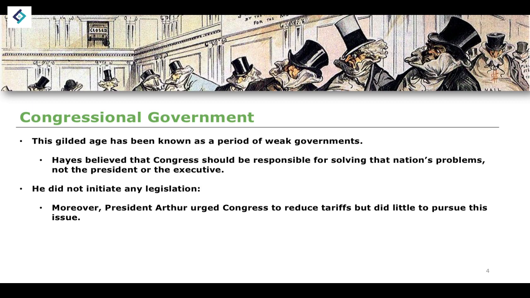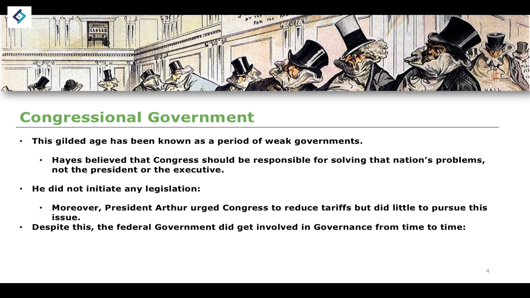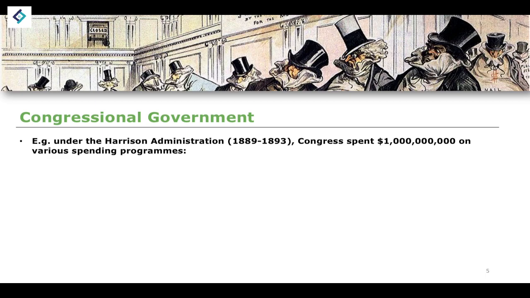Moreover, President Arthur actually urged Congress to reduce tariffs, but then did little to pursue this issue. So in terms of what the presidents of this period did, they were not particularly proactive in their implementation of policy, or in pushing for legislative reform in relation to some specific areas of policy. The federal government did get involved in governance from time to time, despite the fact that we have a relatively laissez-faire period. So, for example, under the Harrison administration, between 1889 and 1893, Congress spent a significant $1 billion on various different spending programs.